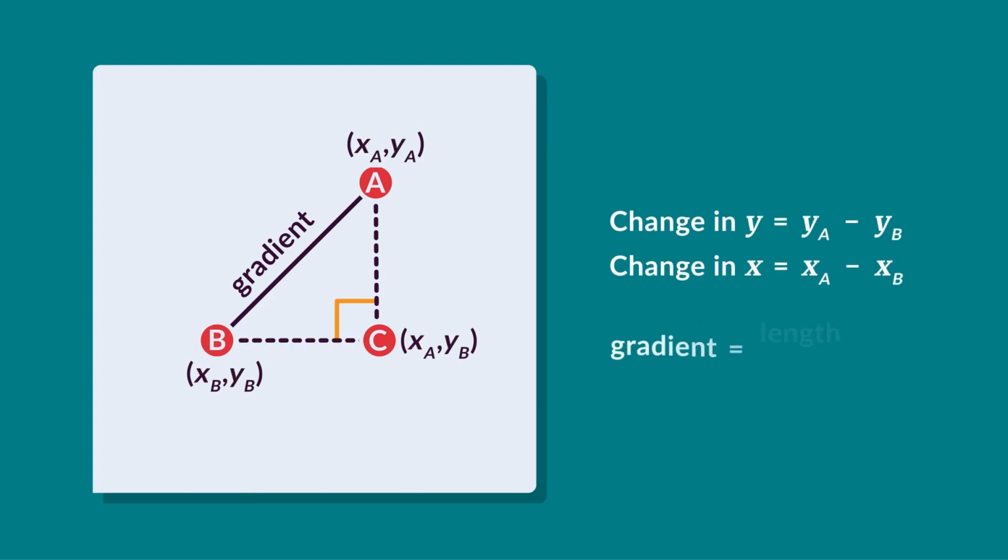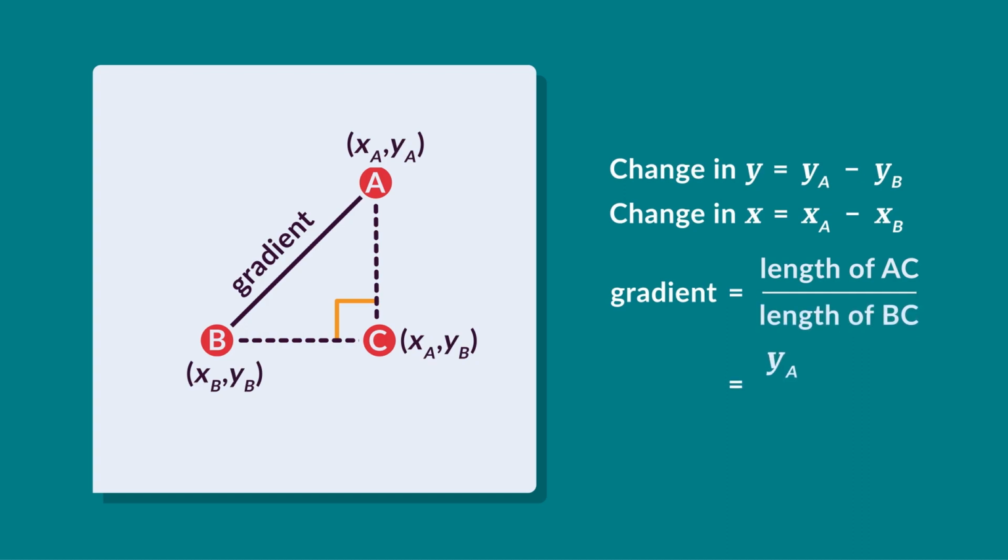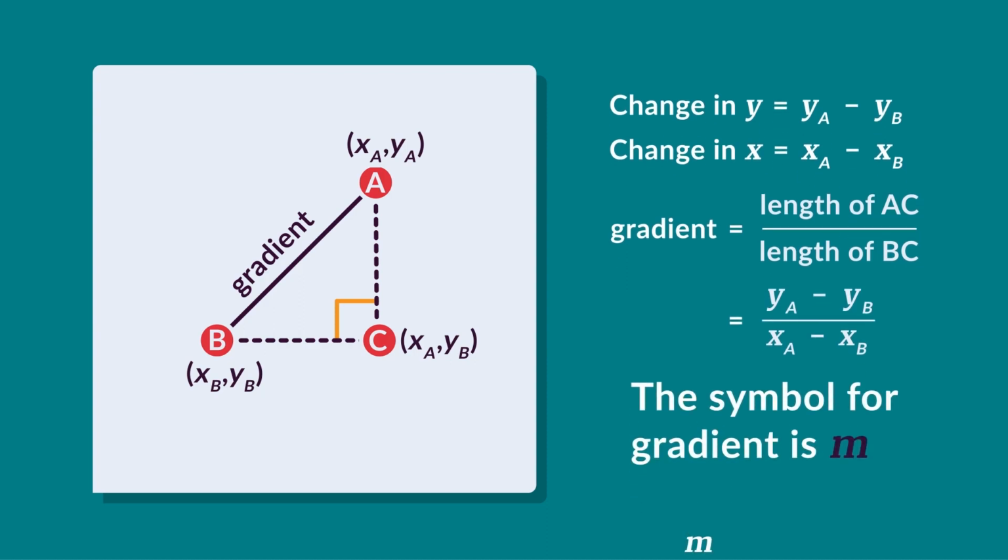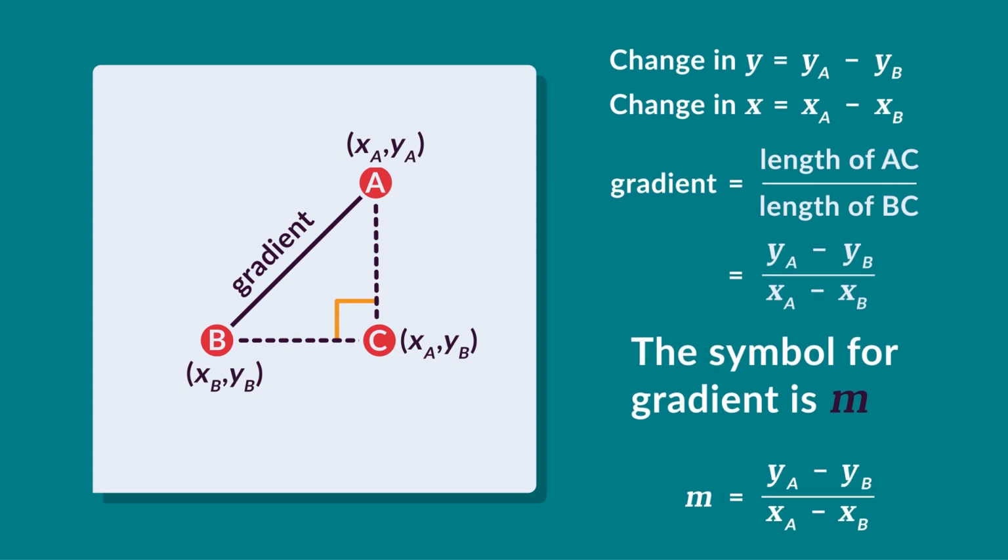To calculate the gradient between 2 points, we need to find the change in y with respect to the change in x. In this triangle, we will compare the vertical change, which is the length of AC, to the horizontal change, which is the length of BC. The formula gives us the difference in the y values divided by the difference in the x values. Remember to keep the order of the coordinates the same to get the sign of the gradient right. We use the small letter m as a symbol of the gradient.